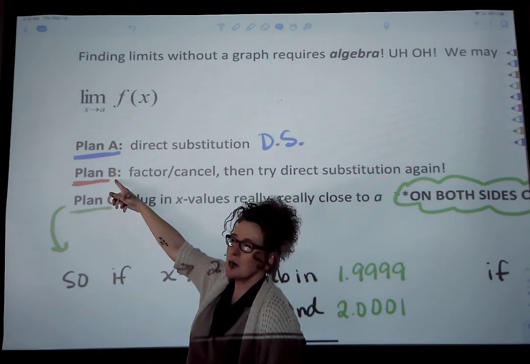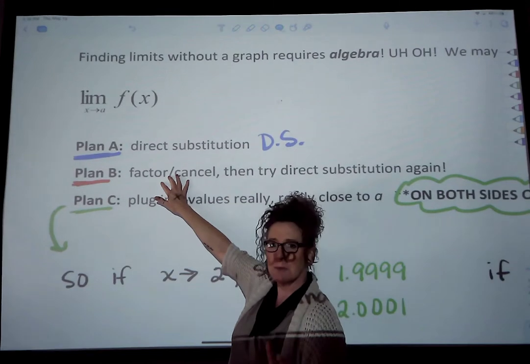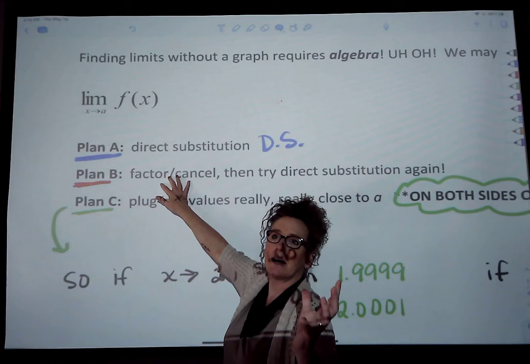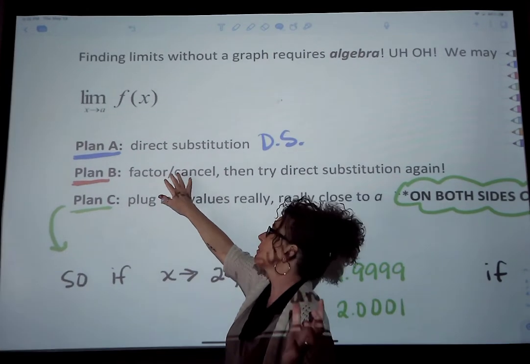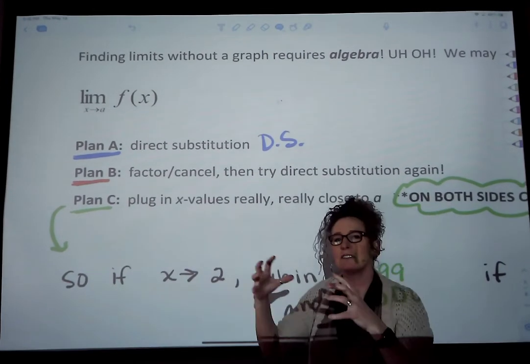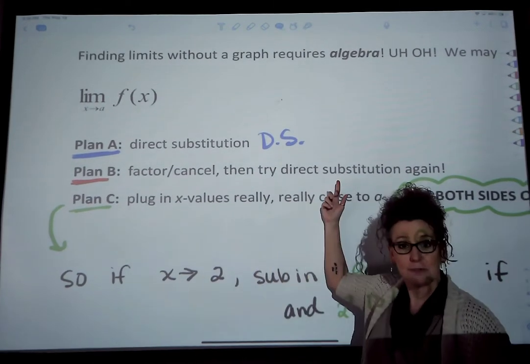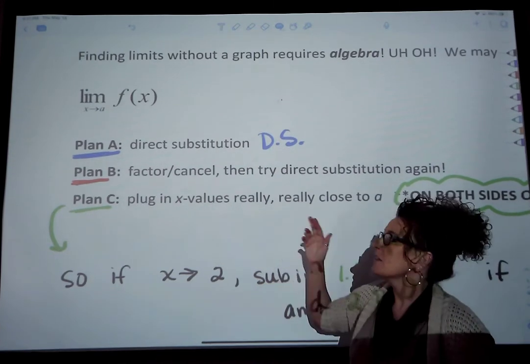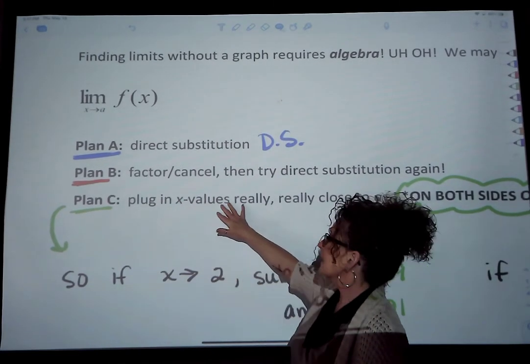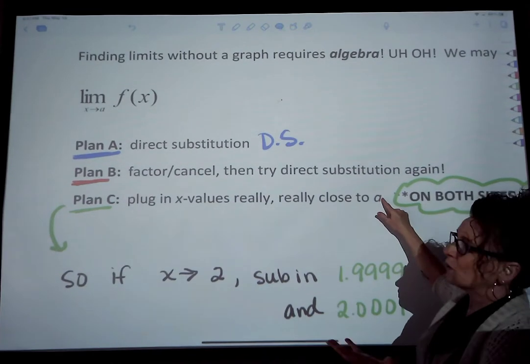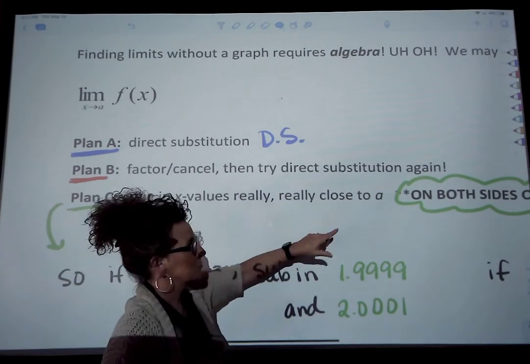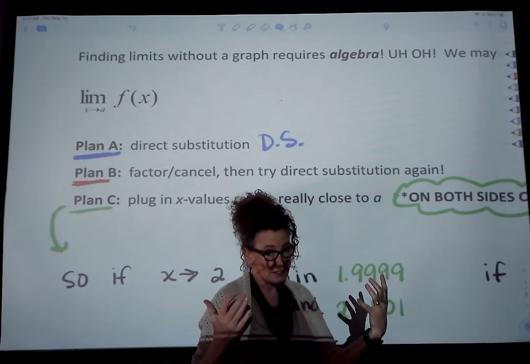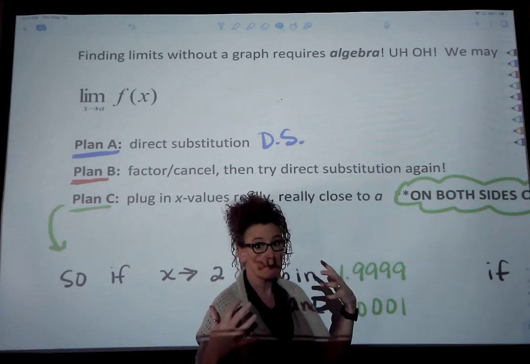If plan A causes us to blow up, let's not do that. Let's do plan B. Plan B says try to manipulate your function. Try to use algebra to do whatever you can to see where your y's are headed. We might factor, we might cancel, and then once we can simplify it a little bit, we're going to try direct substitution again, cross our fingers, hope we don't blow up. If that doesn't work, the last thing we're going to try is plugging in x values super close to whatever number we're trying to do a limit near. But I want you to plug in numbers on both sides. Plug in values on both sides of a.